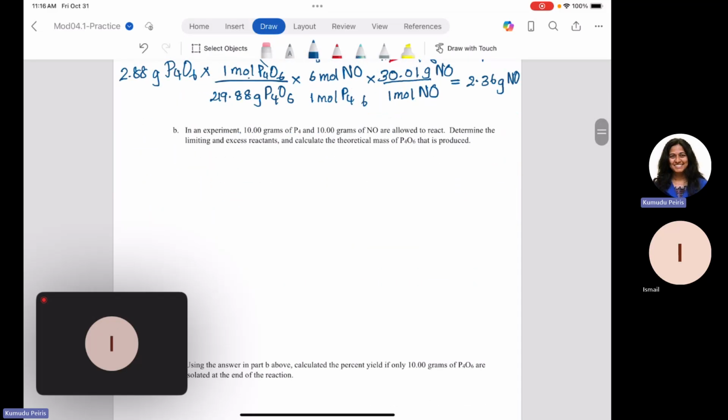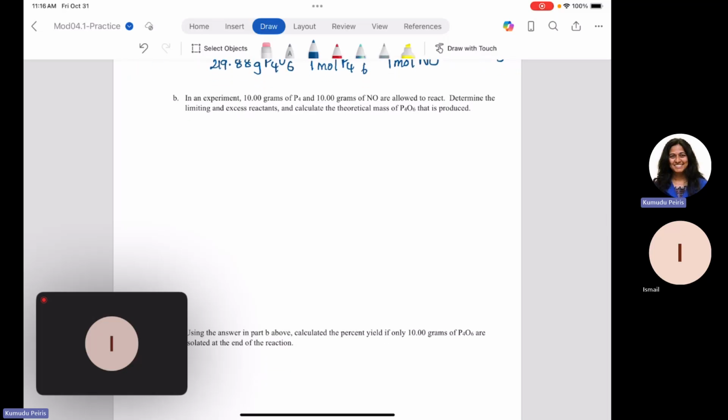In an experiment, 10 grams of the P4 and 10 grams of NO are allowed to react. Determine the limiting and excess reactants and calculate the theoretical mass of the P4O6 that is produced. Right. So now we have to assume we are starting with the 10 grams of P4 and 10 grams of NO. And we should determine which reactant is in limited amount.